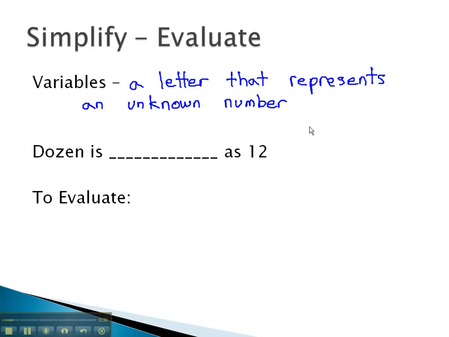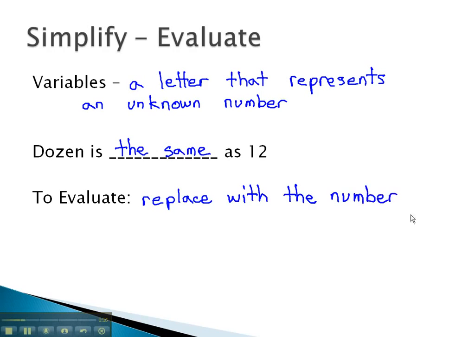The idea that we can use to evaluate an expression at a variable is similar to the idea that we use when we say that a dozen is the same as 12. You could say I have a dozen donuts, or we can replace the word dozen with the number it represents. I have 12 donuts. Notice the meaning is the same. Similarly, to evaluate algebraic expressions, we can replace the variable with the number it represents.